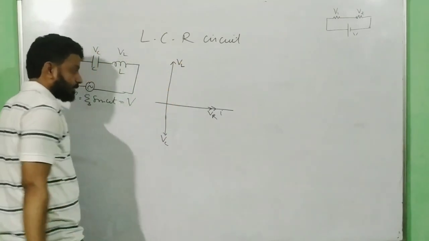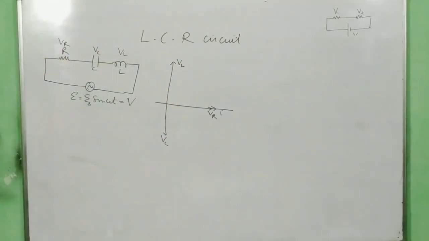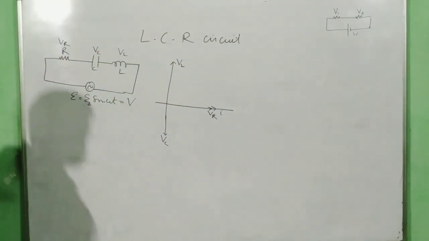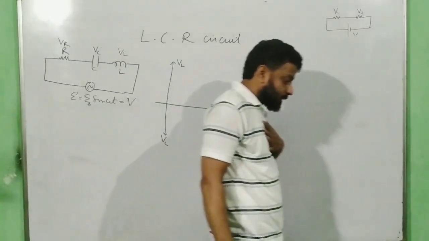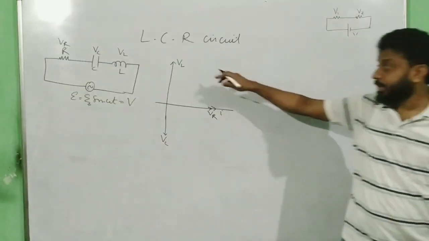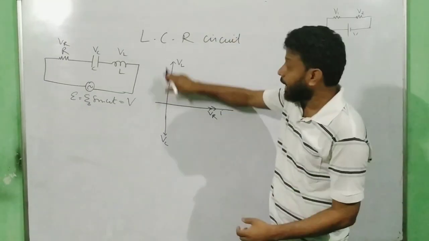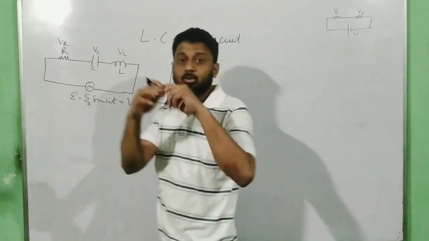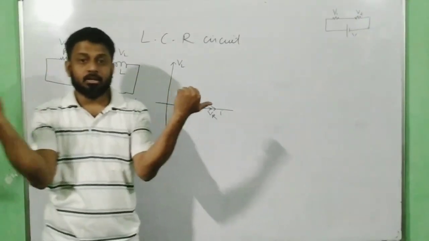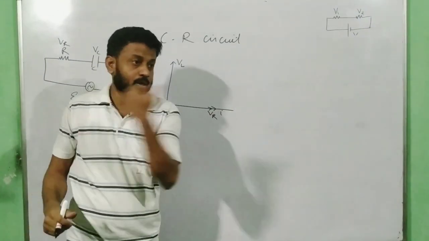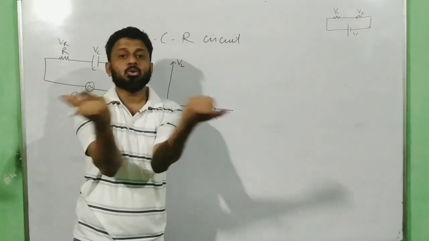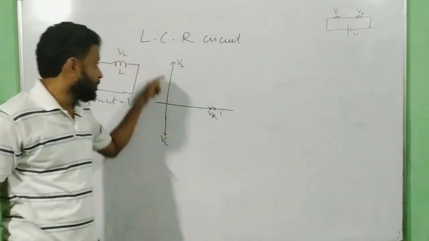VL goes here. Okay. Now in this case, you can see here VL and VC are in the opposite phase. They are out of phase by 180 degree. Just imagine two vectors out of phase by 180 degree. Simple subtraction, correct? One vector in this direction, one vector in this direction. What do you do? You subtract them.